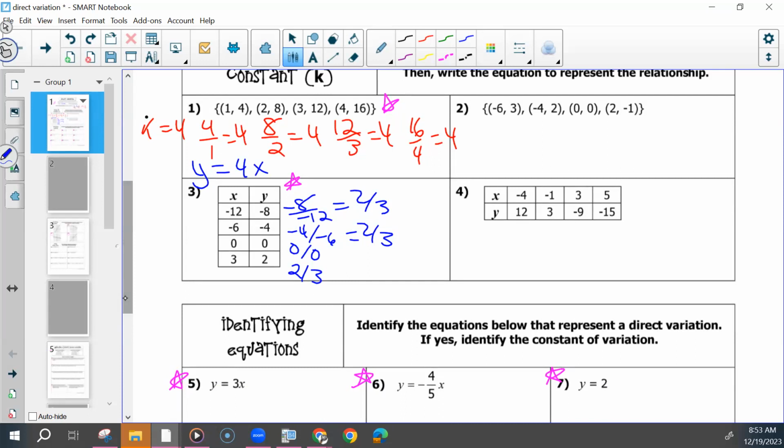So your direct has to have a constant k that goes through exactly, but also it has to go through the origin. The y-intercept has to be 0. So keep that in mind. So this is our constant k. So we would write that equation, y equals 2/3x.